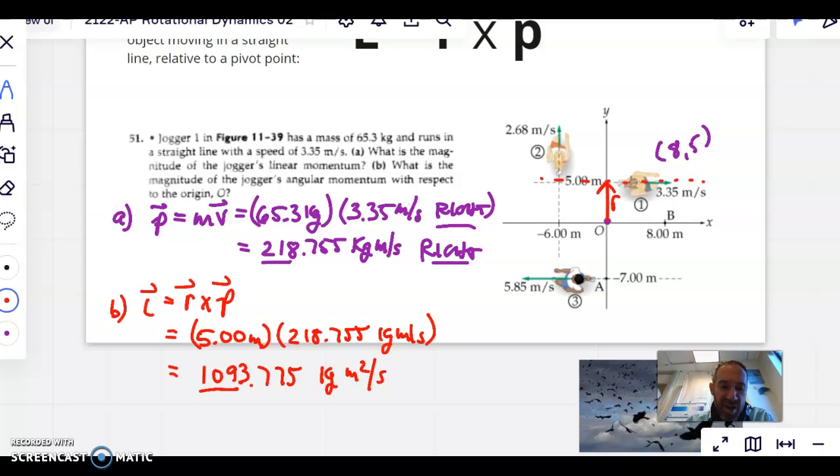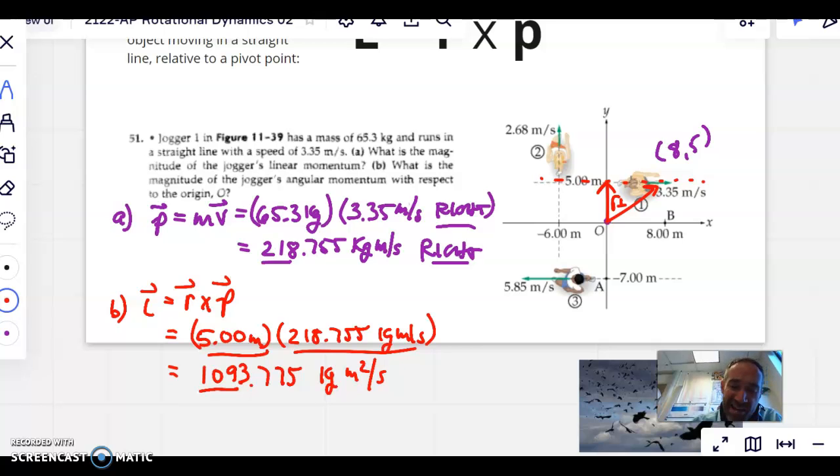See what I've done here? So angular momentum is r vector cross the linear momentum. So the perpendicular part of the r vector, remember the real r vector is going to go out to there, but this is the perpendicular part, and that's the part that we want. So that's 5 meters long. 5 meters times the linear momentum is going to give us the angular momentum. So 5 times 218 is this number, 3 significant figures on that.